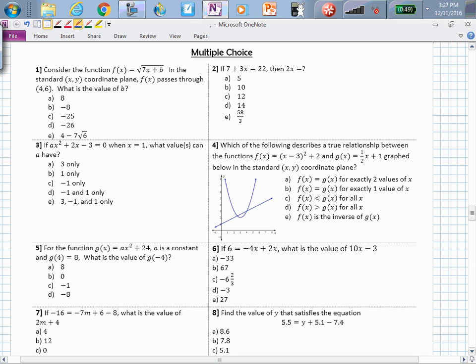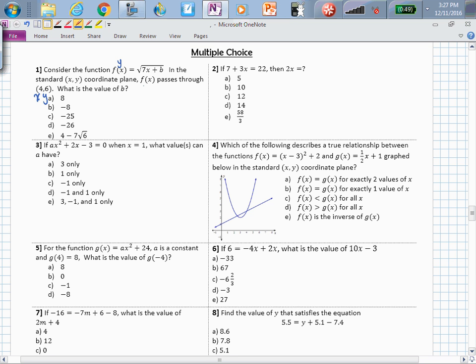Alright, so I'm going to do questions 1 through 12, multiple choice. It says, consider the function f of x equals the square root of 7x plus b in a standard xy coordinate plane. If f of x passes through the point (4, 6), this is my x and my y, what is the value of b? Simple here, all we do is we take our values and put them into our equation.